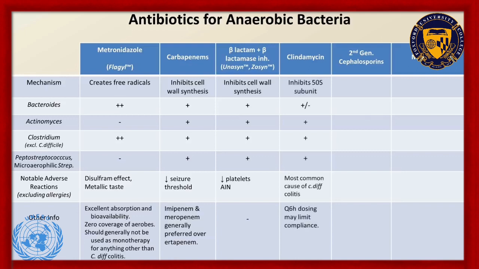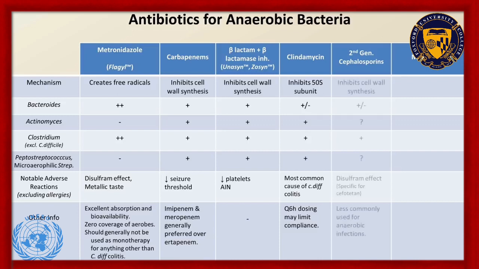Clindamycin inhibits the 50S ribosomal subunit. It generally covers everything, with the exception that Bacteroides fragilis, present in large numbers in the gut, is often resistant to it. Clindamycin is frequently cited as the most common cause of C. diff colitis, and although it's conveniently available in both IV and PO forms, the Q6-hour dosing frequency may limit compliance with outpatient therapy.